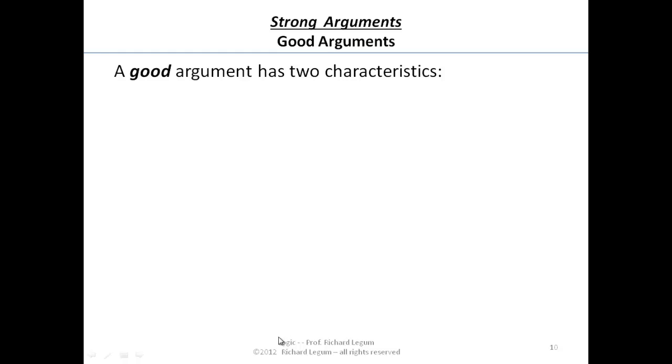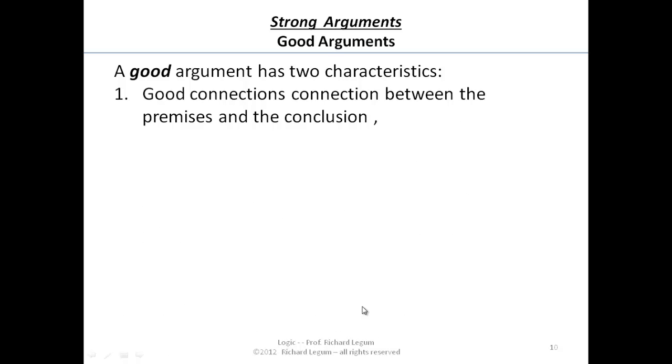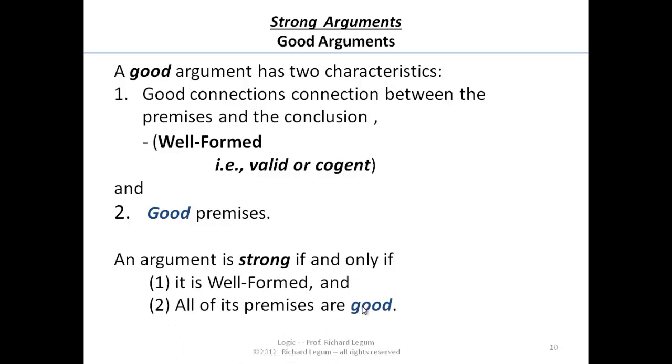Now we see a good argument has two characteristics, and we've been talking about this all along. There's a good connection between the premises and conclusion, which means what? Well-formed. That is, it's valid or it's cogent, depending on whether it's inductive or deductive. And it has good premises. And we'll refine that in a second. Up till now, that's been true, but let's see where we're going with that one.